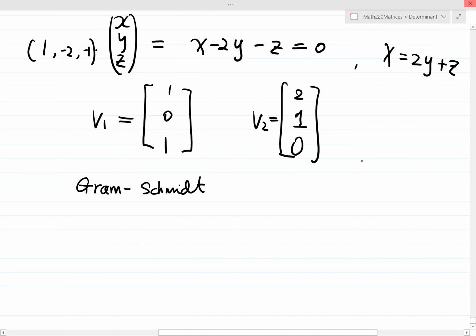Actually, we only apply this: subtract from v2 its projection on v1. That's pretty easy. So we just fix v1. Fix v1, so u1 is (1, 0, 1). U2 is: we subtract from v2 the projection of v2 on v1.